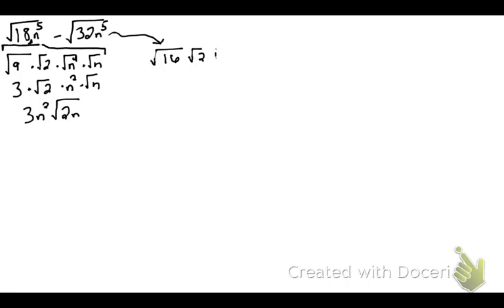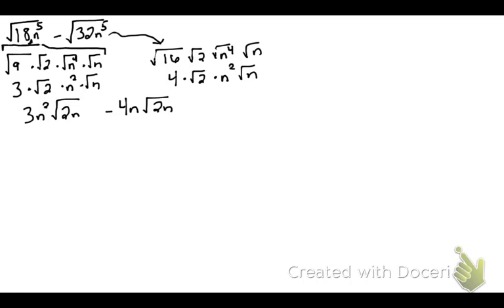And we know n to the fifth is the square root of n to the fourth and the square root of n. So cleaning up each part, we get 4 times the square root of 2 times n squared times the square root of n. And bringing it back into the problem, it'd be minus 4n squared times the square root of 2n.